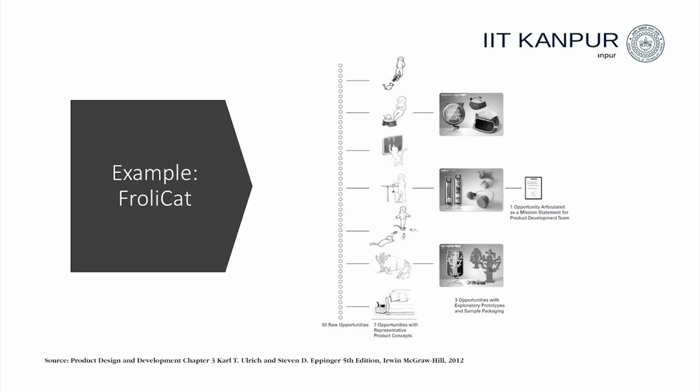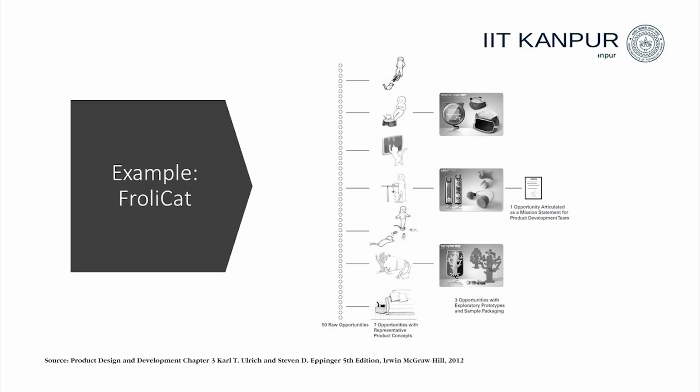represented with sketches. But before that, there were even more. There were 50 raw opportunities which were maybe written down on a piece of paper, 50 ideas on a piece of paper. From them, you have chosen 7 for which you have drawn sketches, and from those 7, you have come up with 3 opportunities with exploratory prototypes and sample packaging.